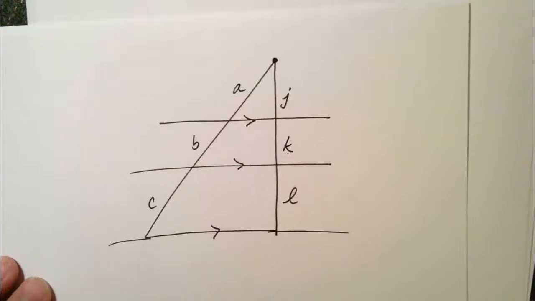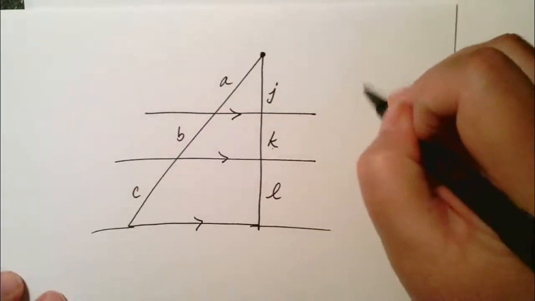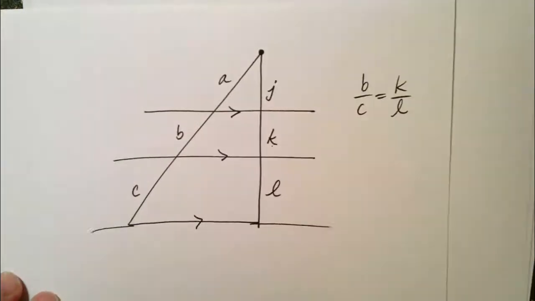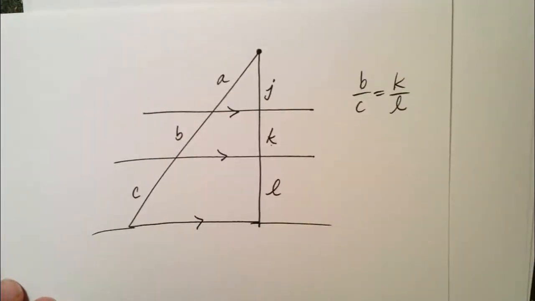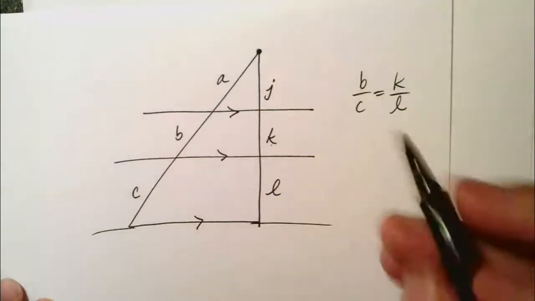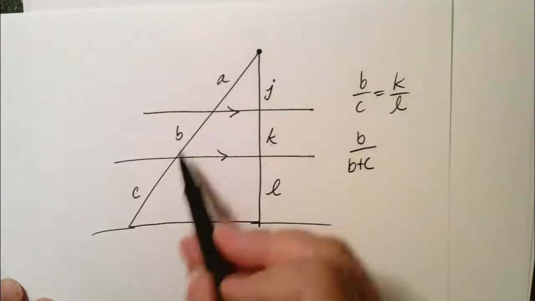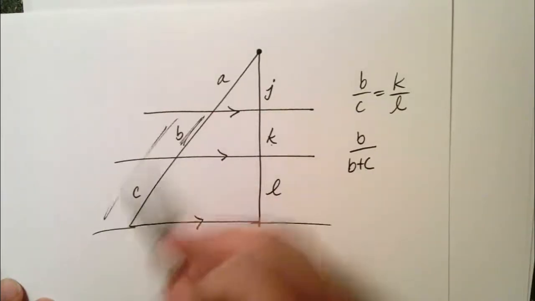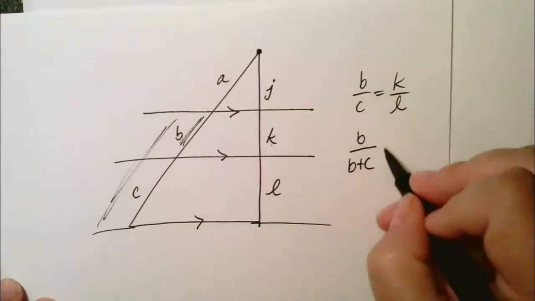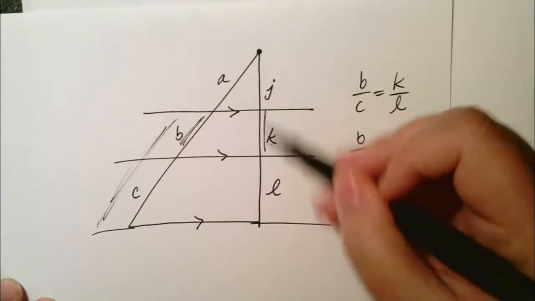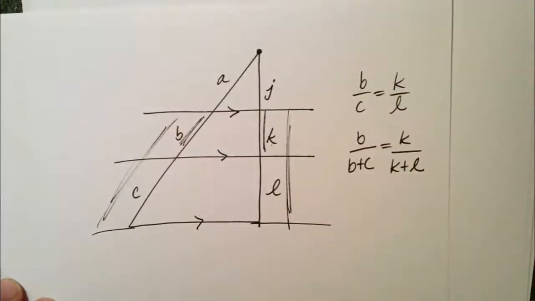But what that also means, let's say if B over C is proportional to J over K, if those two ratios are equal, then another thing that tells me is that if I wanted to add them up, I could. I could say B over B plus C, this part over this whole part, equals K over K plus L.